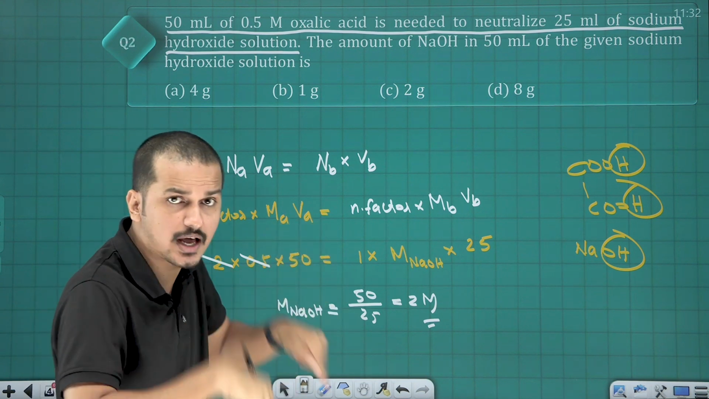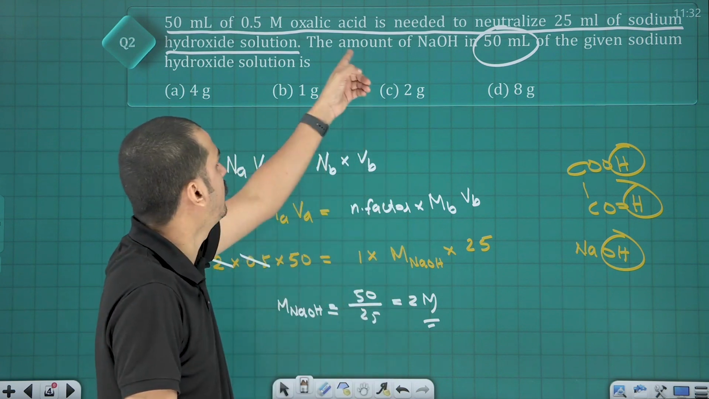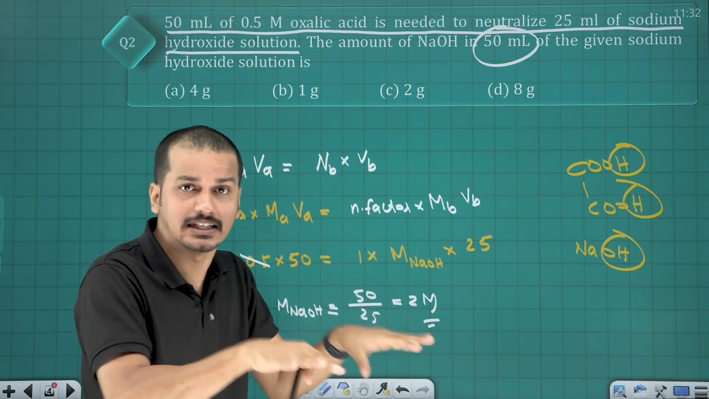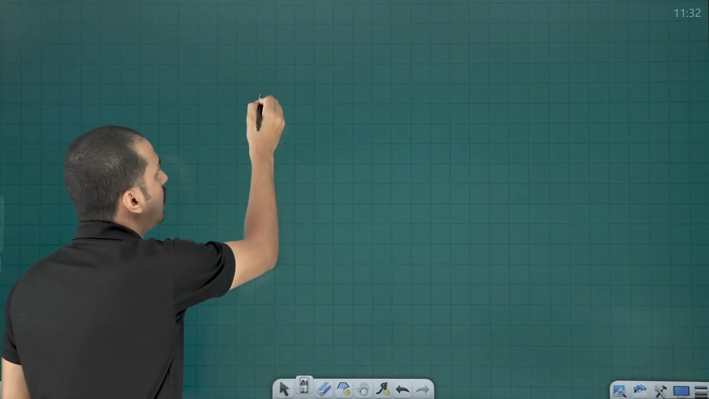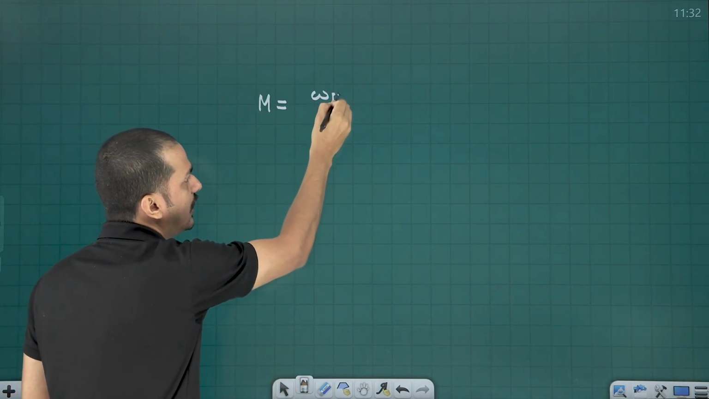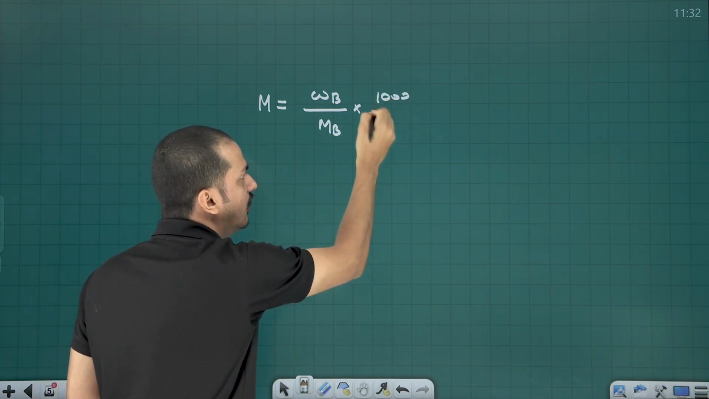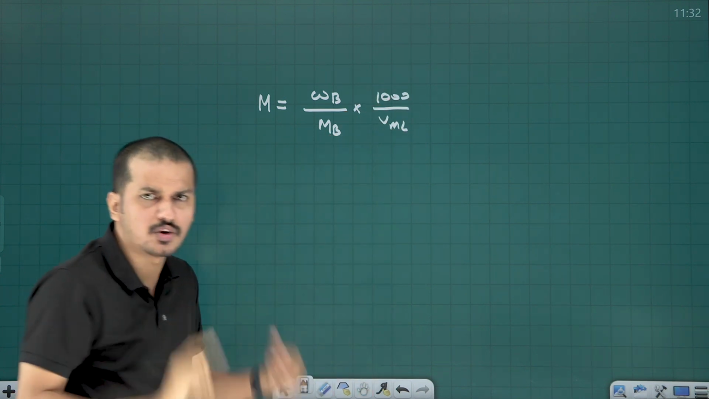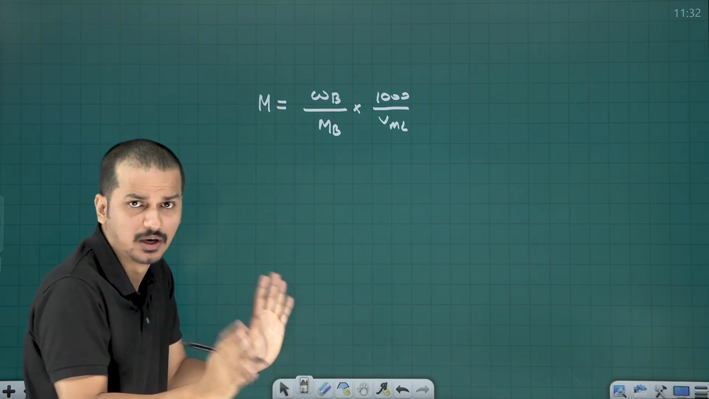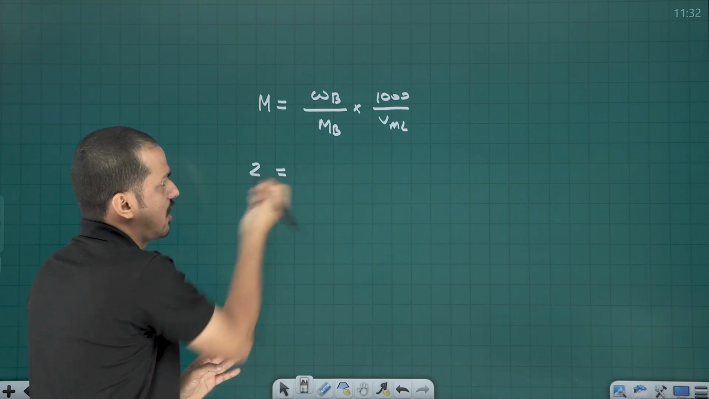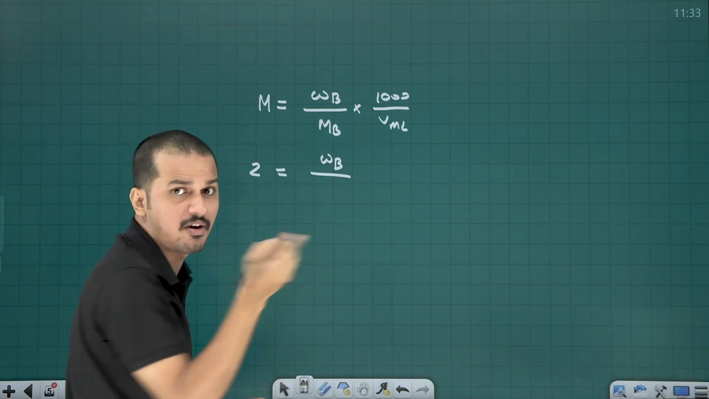That 2 molar NaOH, 50 ml you are taking. What will be the weight of that NaOH in that particular solution? That's the question. So 2 molar you got. Now we are having the formula, molarity is equal to WB by MB into 1000 divided by V in ml. If you know the basic relations, we can easily solve it. Molarity we already calculated, 2 molar. Given mass we have to find out, that is WB. Molar mass of NaOH is how much? 40.